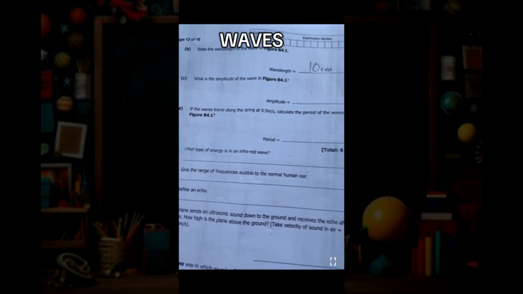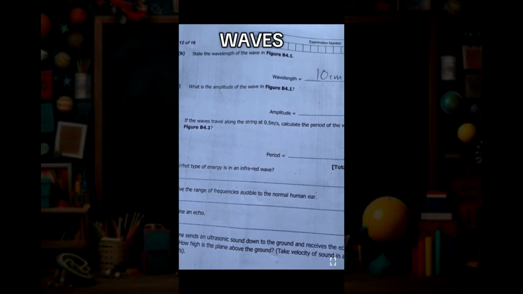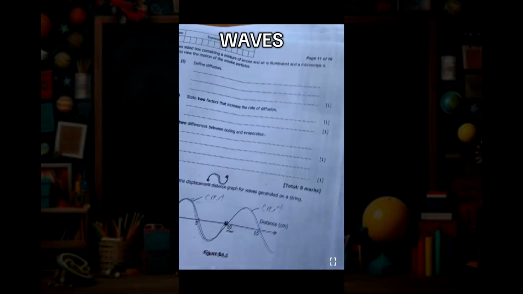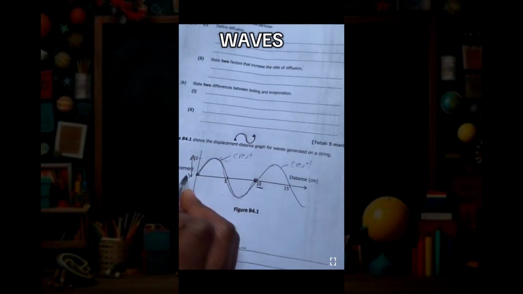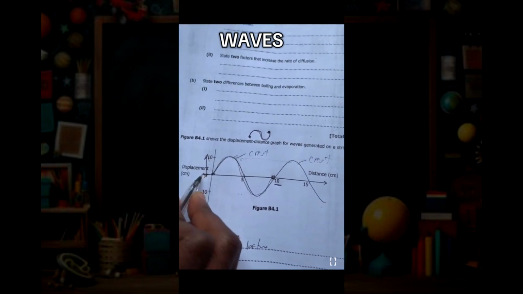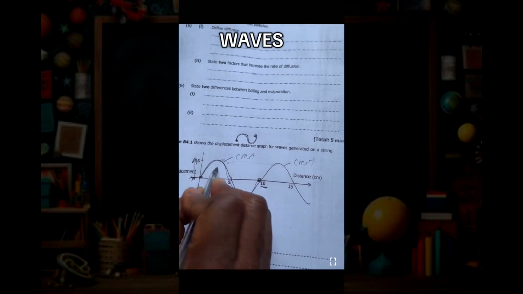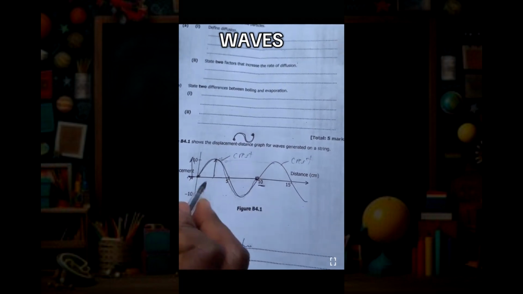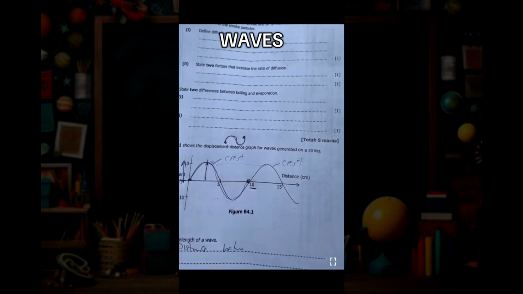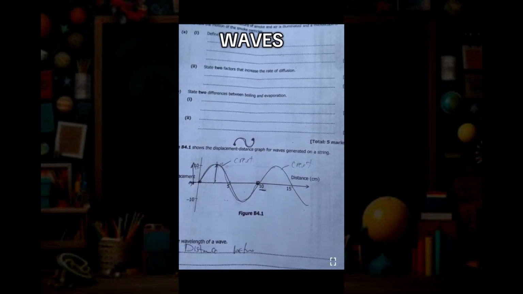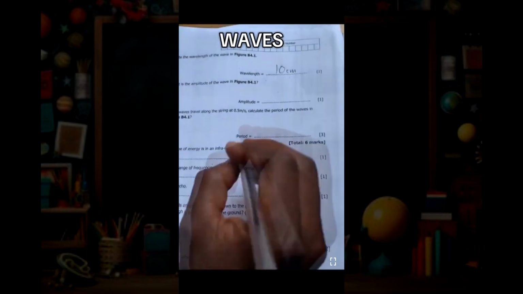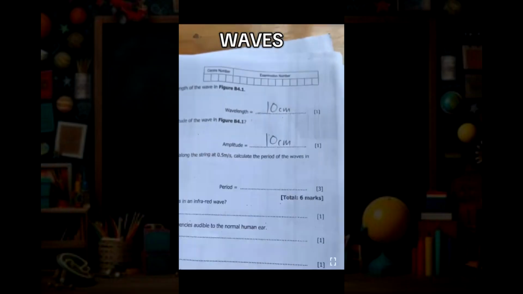What is the amplitude of the wave? So the amplitude of the wave is known as the height of the wave. From this point to this point, it is known as the amplitude. Amplitude is the height of the wave. So from here to the height, this is what? 10. So the amplitude is also 10 centimeters here.